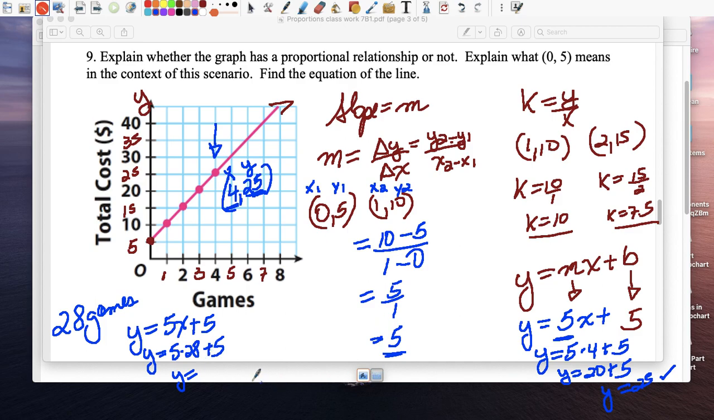We get 140 plus 5. So my total cost would be $145. So if you happen to go to Chuck E. Cheese and you play 28 games, every game was $5 for some reason, you would end up spending $140 for the games, and then the $5 is your entrance fee that you paid. Okay.